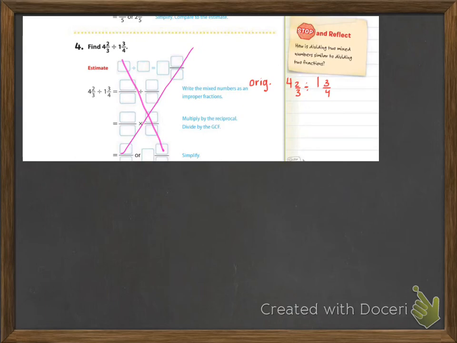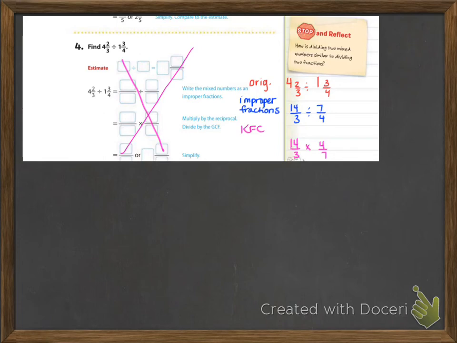So now let's go ahead and turn them into improper fractions. So 4 times 3 is 12, plus 2 is 14. So we get 14 over 3 divided by 4 times 1 is 4, 5, 6, 7 over 4. And then on our next line, we're going to do our keep flip change. And so the keep portion is going to be that 14 over 3. The flip is the 7 over 4 is now going to become 4 over 7. And the change is where you change the division sign to multiplication.